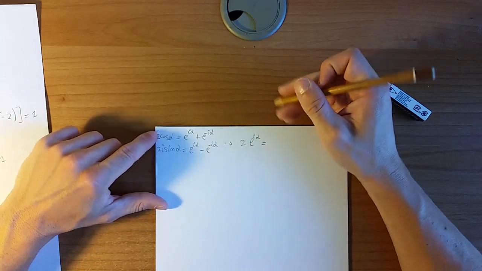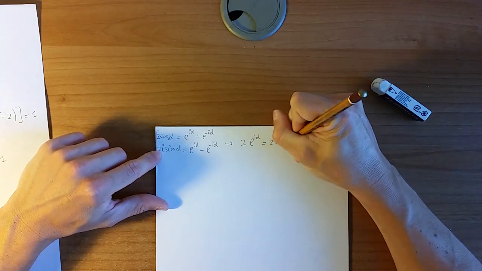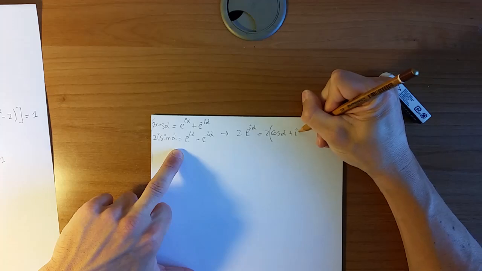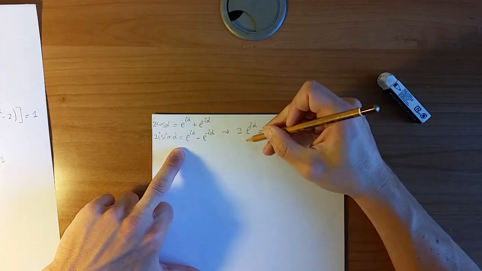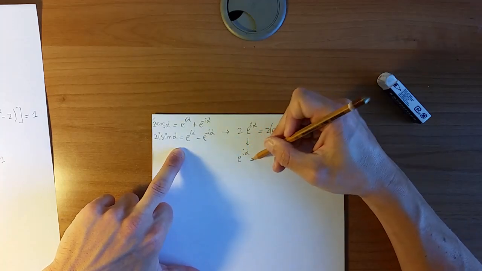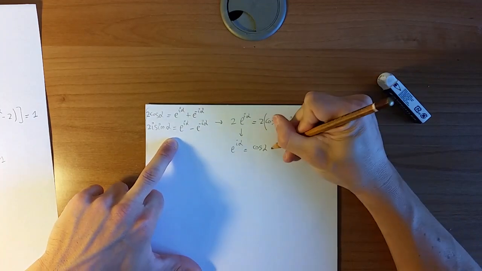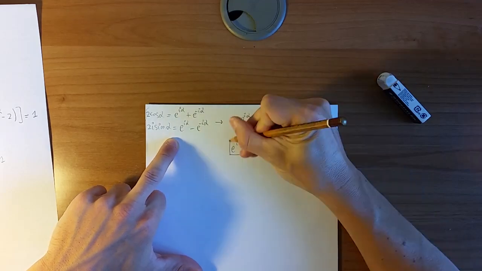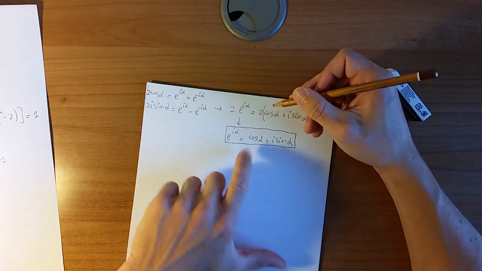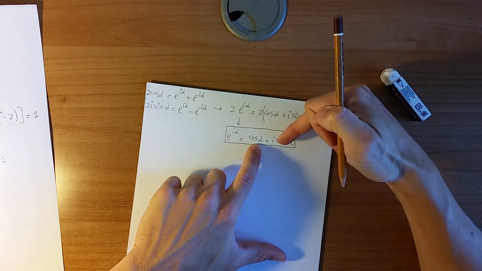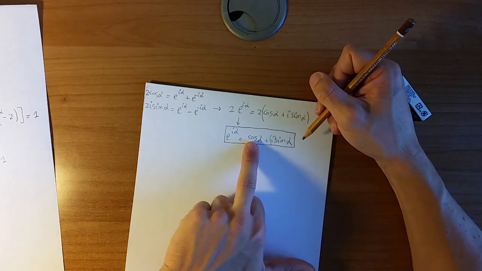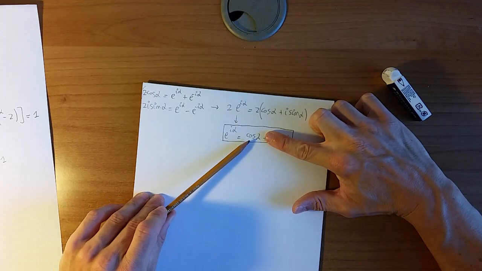So 2 e to the I alpha is just 2 cosine alpha plus, okay, let's factor the 2, cosine alpha plus I sine alpha. So this is the expression, and we obtain e to the I alpha equal to cosine alpha plus I sine alpha, okay? Where this complex exponential, as you see, we split into its real part and its imaginary part. The imaginary part is the part that multiplies the imaginary unit. This is the real part, the part that doesn't have any imaginary unit.